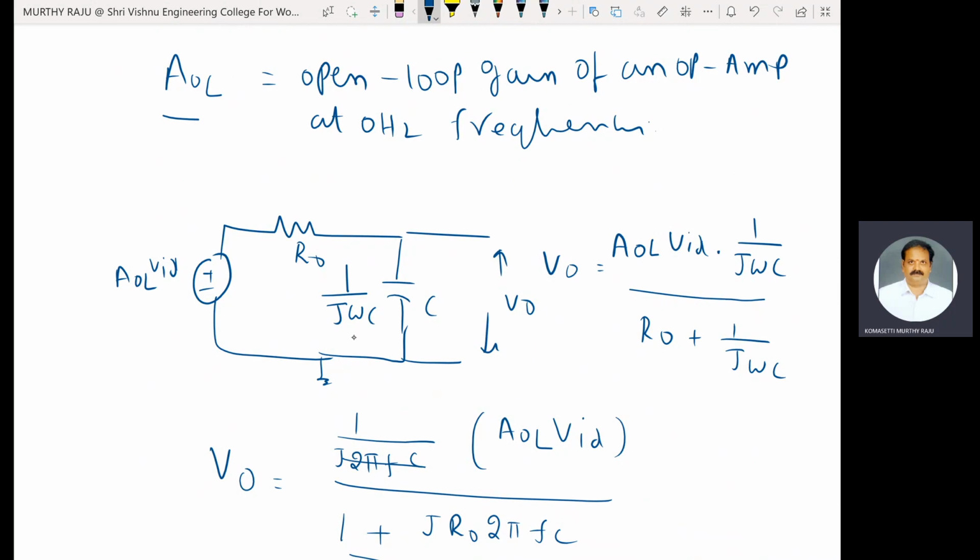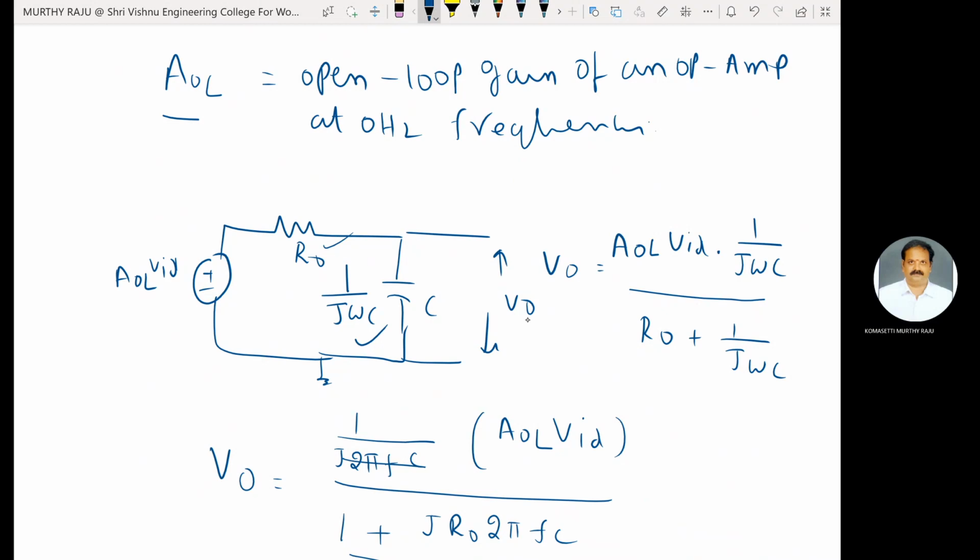Capacitive reactance is equal to 1 by j omega C. R0 is the output resistance, that is nothing but Thevenin's resistance. AOL into VID: AOL is the open loop gain of an op-amp at 0 Hz, into VID, the differential voltage applied at the two input terminals of an op-amp. This is nothing but Thevenin's voltage source.